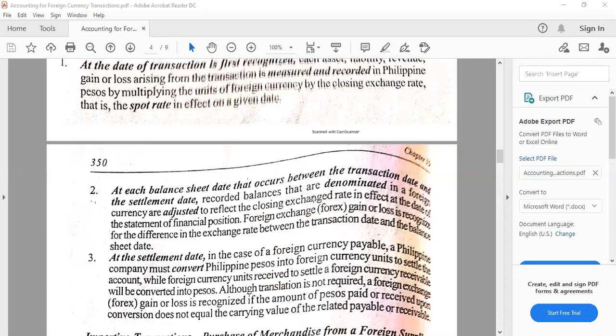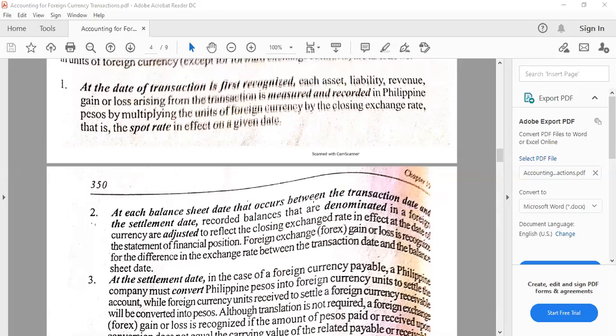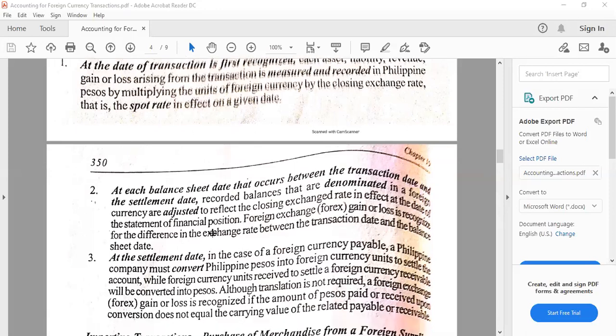The foreign exchange gain or loss is simply the difference between the movement of the rates multiplied by the same number of currency units. So for example, if this is 5 and this is 5.10, there is a 0.10 difference.